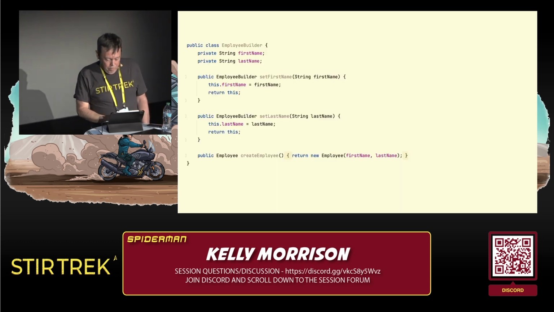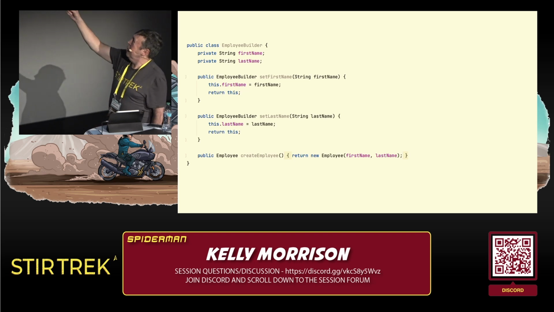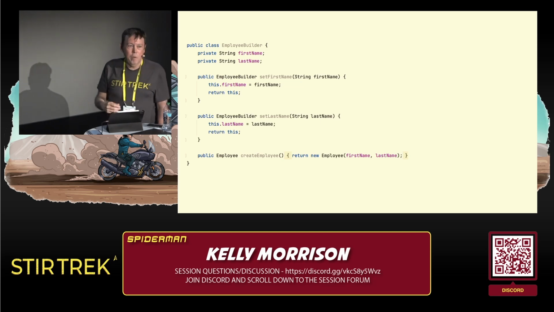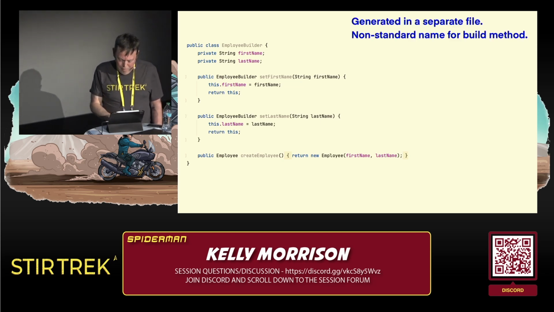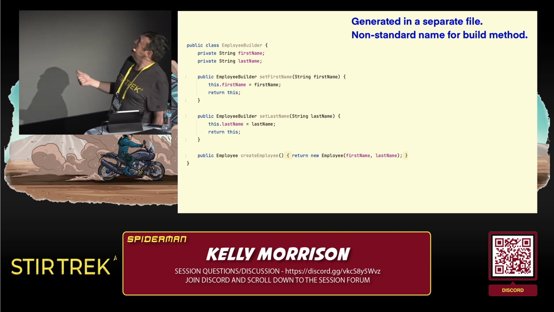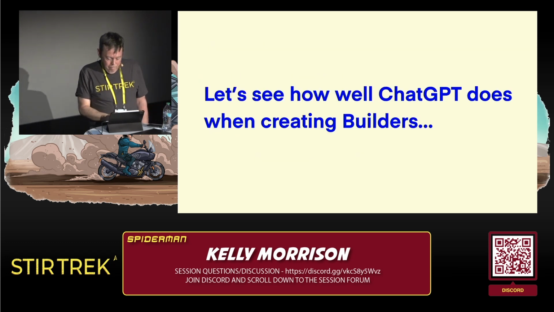And what it'll do is it'll create a builder for you. So here it is, this public class EmployeeBuilder. And at the very end, it's called createEmployee. So it'll create a builder for you, but it's not what I would call a great one. And the reason for that is the builder is put in a separate file. I usually like keeping it in the file of the thing it's creating. It also creates a non-setter name for the build method. It uses createEmployee. I like just using build. That's kind of a common convention for it.